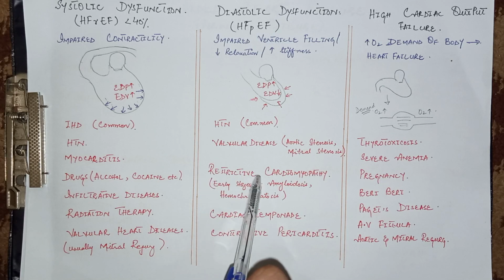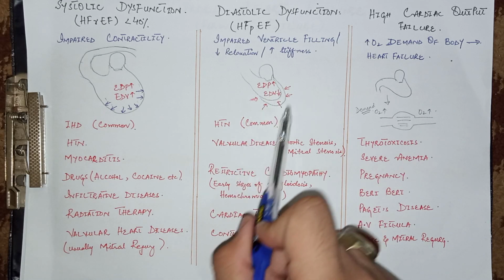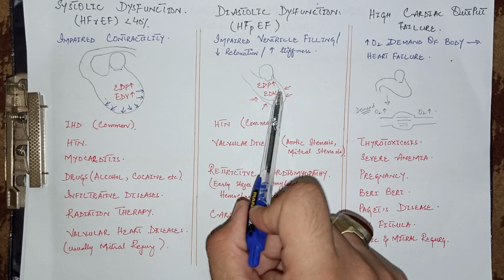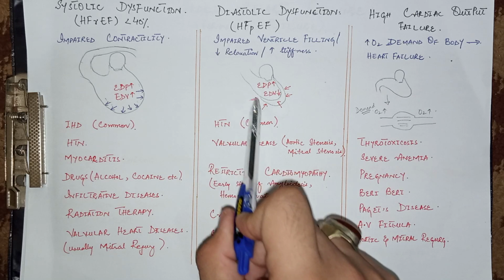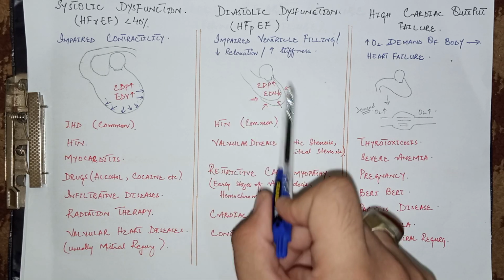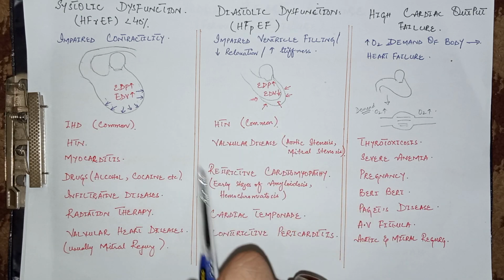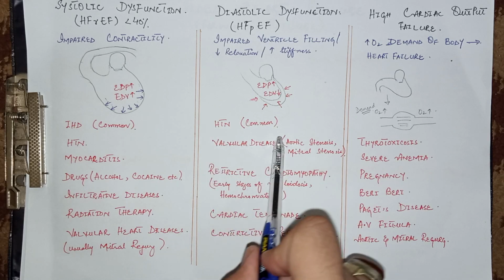Also, some causes are restrictive cardiomyopathies like early stages of amyloidosis, in which there is a deposition of amyloid plaque in the myocardium, and hemochromatosis, that is iron deposition, which damages the myocardium, due to which it becomes thicker and diastolic dysfunction occurs. The other causes are cardiac tamponade, that is blood starts accumulating around the chambers of the heart. The other causes are constrictive pericarditis. So all these are the causes of diastolic dysfunction. The most important cause is systemic hypertension.